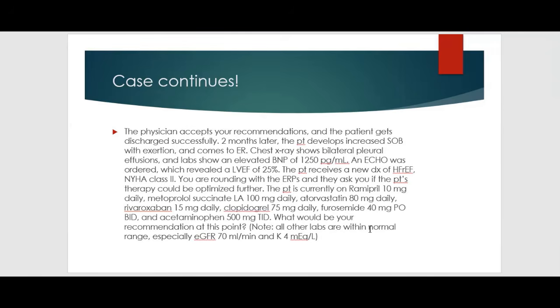So ACE inhibitor or ARB or ARNI, which is the angiotensin receptor neprilysin inhibitor, that's the first recommendation. Second recommendation, beta blocker. Third recommendation would be an MRA, spironolactone or eplerenone. And the fourth recommendation would be an SGLT2 inhibitor, such as dapagliflozin or empagliflozin. Those are the 4 guideline-directed medication therapies that are very important as soon as the patient gets diagnosed with heart failure with reduced ejection fraction.